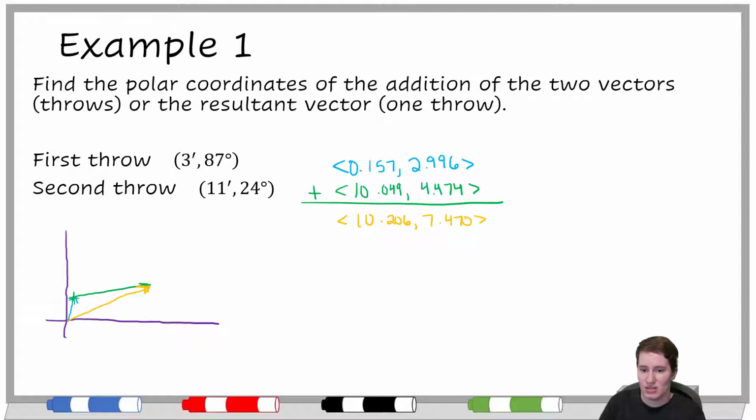All right, so this is if we wanted just x and y components, but it does actually specify to find the polar coordinates. I thought for a second, does it? Yes, it does. Find the polar coordinates. So essentially what we've got right now is that this side of a right triangle would be 10.206 and this side would be 7.470. We're using the Pythagorean theorem to find the magnitude and inverse tangent to find the angle. So we take this squared plus this squared, and we're going to square root it. That's going to be our magnitude.